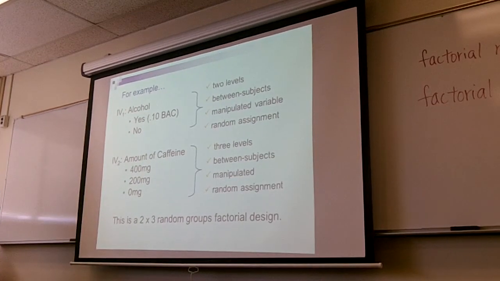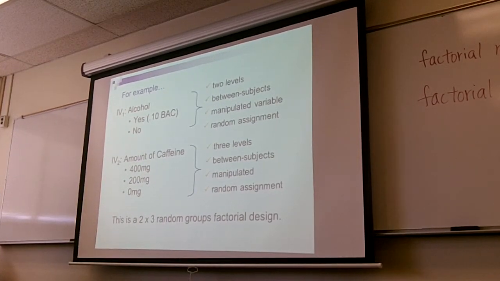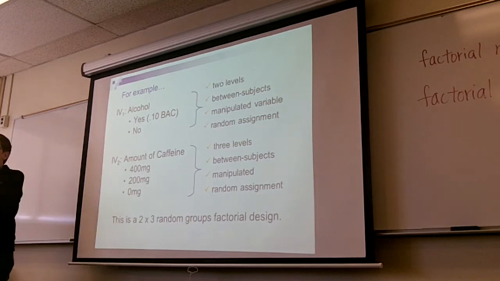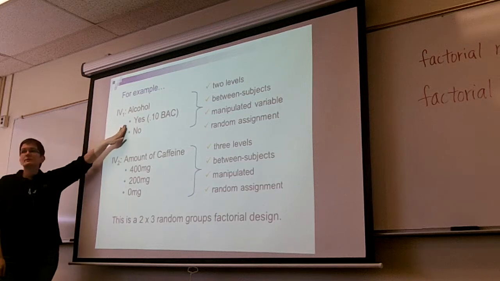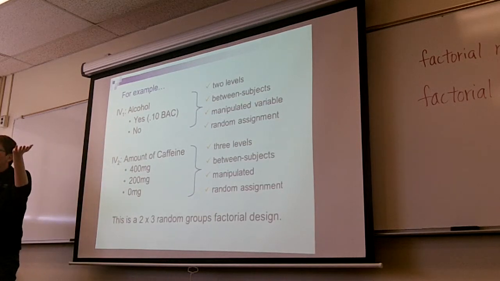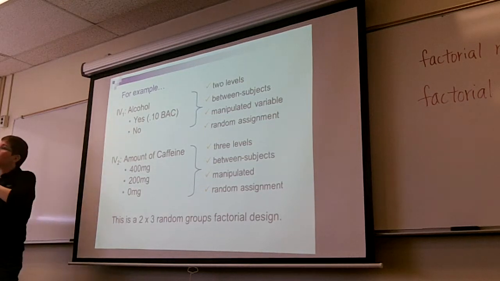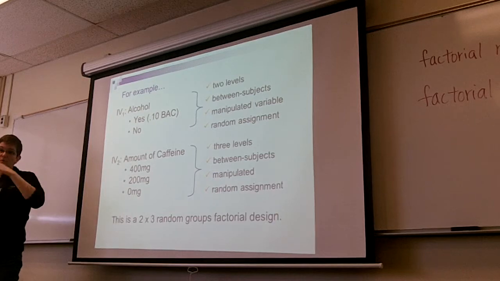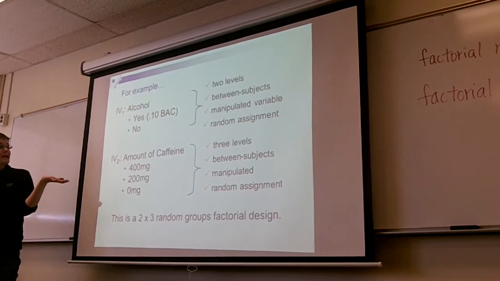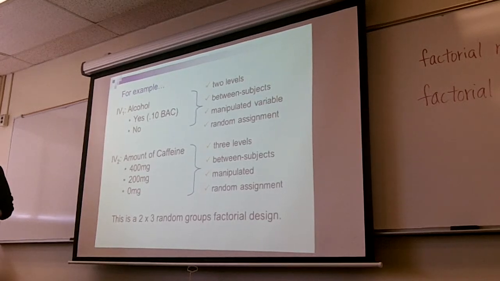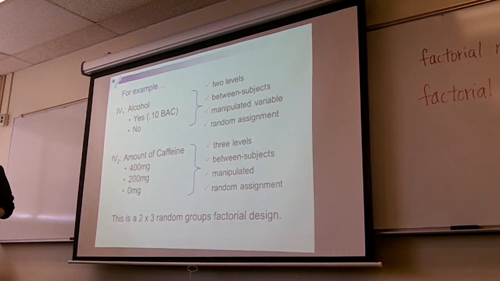That's the factorial notation. The factorial design type is defined by other things. So do I have a between subjects variable or within subjects variable? Well, this one's between subjects because you can't be drunk and not drunk. Right? So people are going to be one or the other. Okay. It's a manipulated variable because I can randomly assign people to the drunk group or the sober group. And random assignment because unless there's some clearly stated matching variable, you assume that people are doing random assignment. There's no reason for them not to do random assignment.